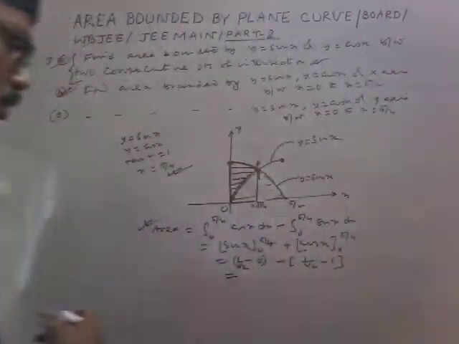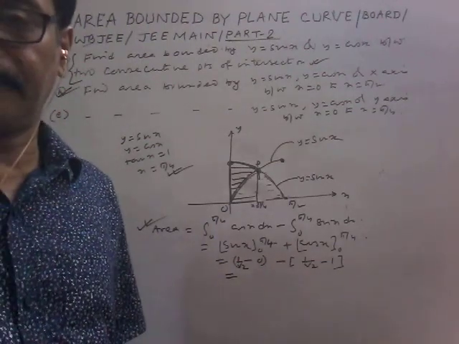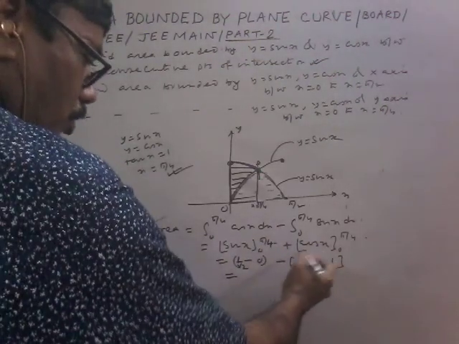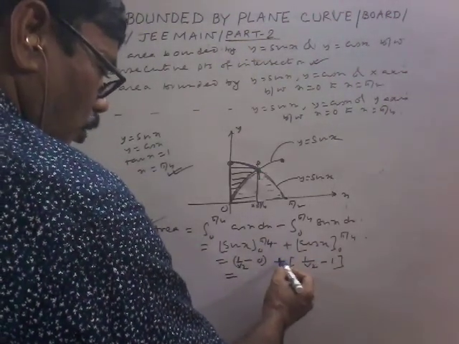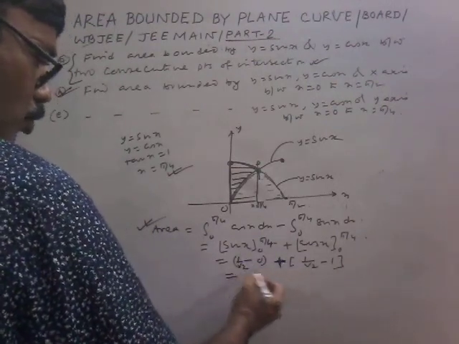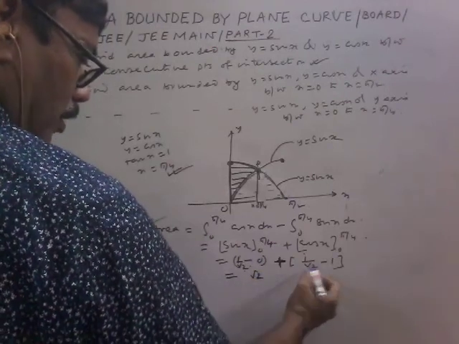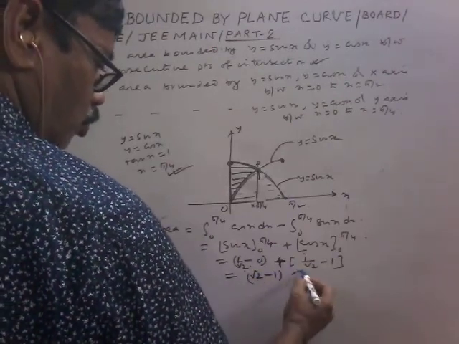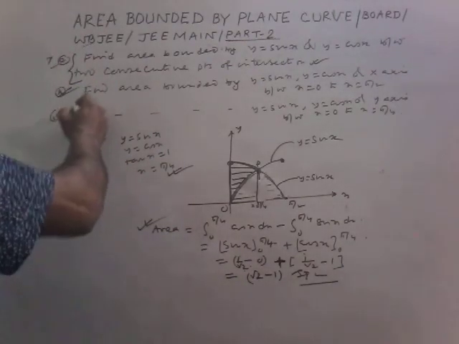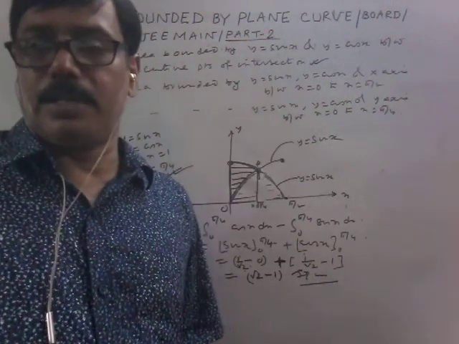So what is our area? This is obviously plus. So 1 by root 2 plus 1 by root 2 is 2 by root 2, this is root 2, and minus 1. So the area is root 2 minus 1 square unit. And we have already solved problem number 3.